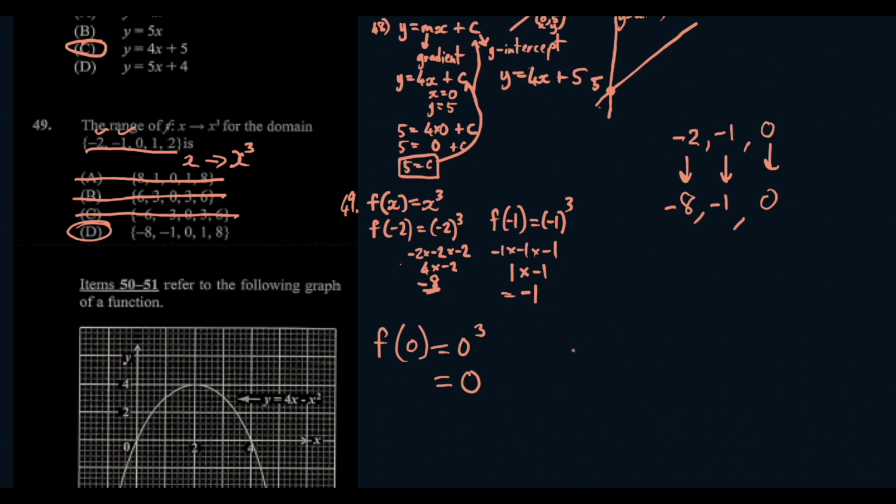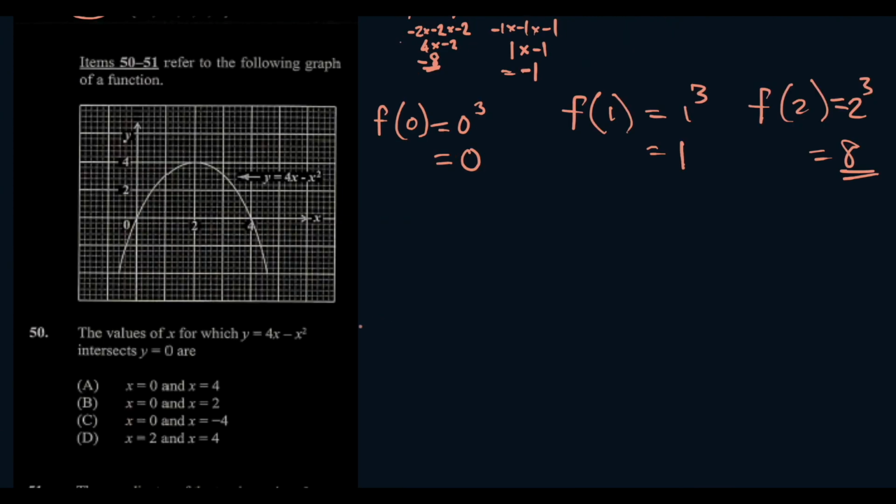Just in case you were interested, let's say we have 1 here. So that's 1 to the power of 3, which will give us 1. And if we had 2 to the power of 3, that would give us 8.